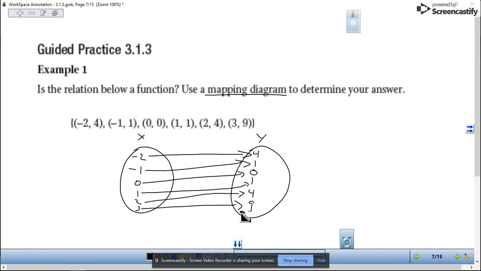Do any of those x's that we just had right here, do any of those repeat? Right? Do they go to 2 separate y values? And the answer is no, they don't.